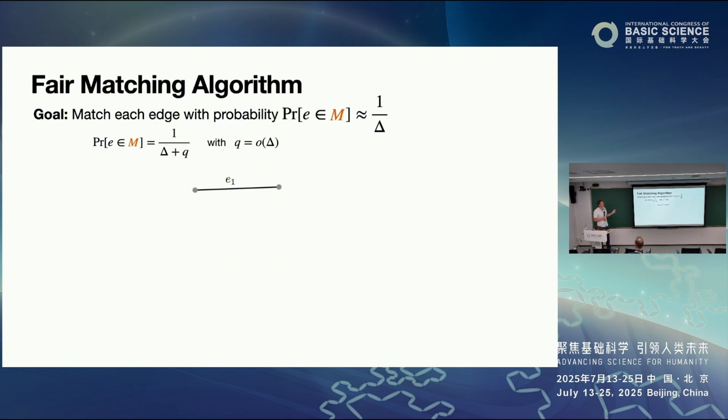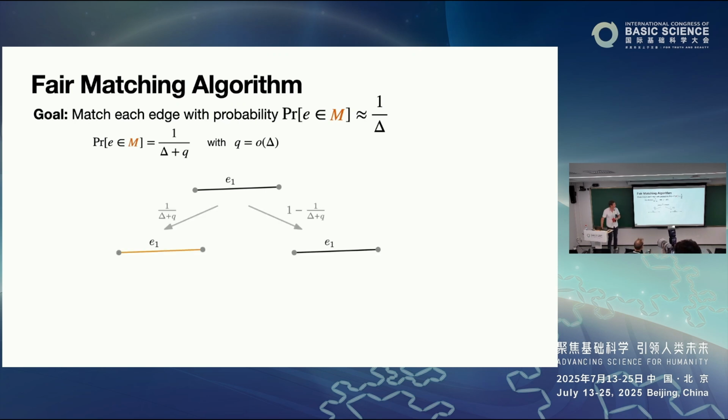I claim that there's kind of one natural algorithm here. All right, so I get to see the first edge E1. Remember, I need to pick each edge in the matching with probability at least 1 over delta plus q. So with what probability should I pick E1? Well, with that probability. Because if I pick it with probability 1, it would be fine, but it's stupid, right? Because then I would obstruct future edges. I pick it with probability 1 over delta plus q.